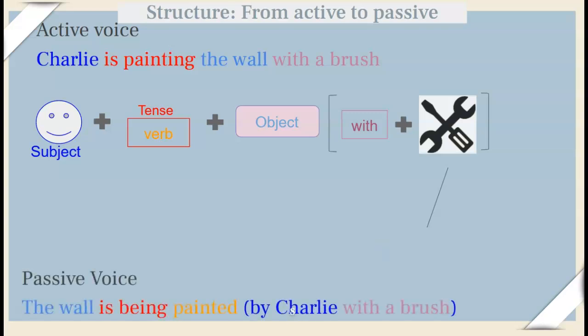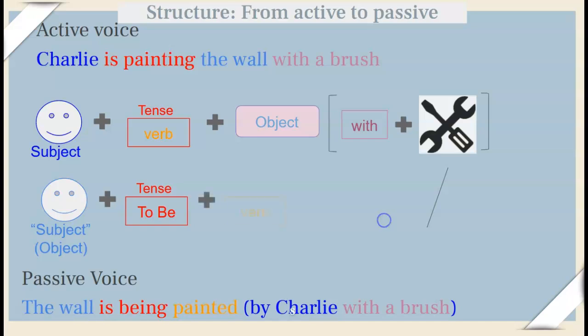So how do we go from Charlie is painting the wall with a brush to the wall is being painted by Charlie with a brush? So since the object is more important, it goes at the beginning of the sentence. And now we call it the new subject, even though we know it's not the real one. Okay. Then we use the auxiliary verb to be. This verb to be is going to take the tense of the previous sentence. In this case, it's going to adopt the tense of present continuous, plus the real verb, the verb that gives me the meaning, in past participle.